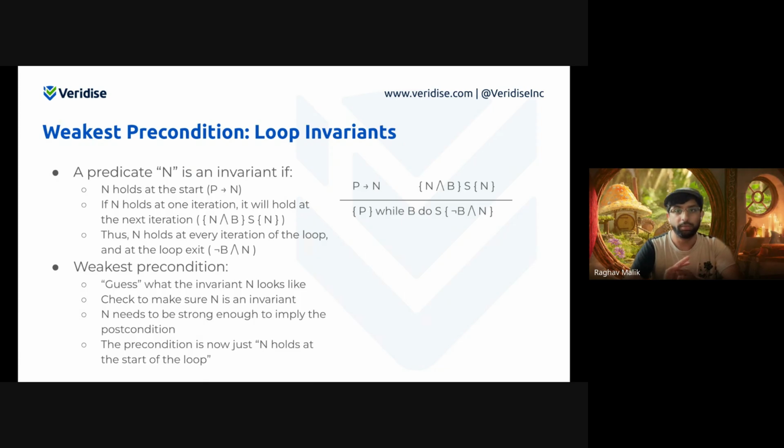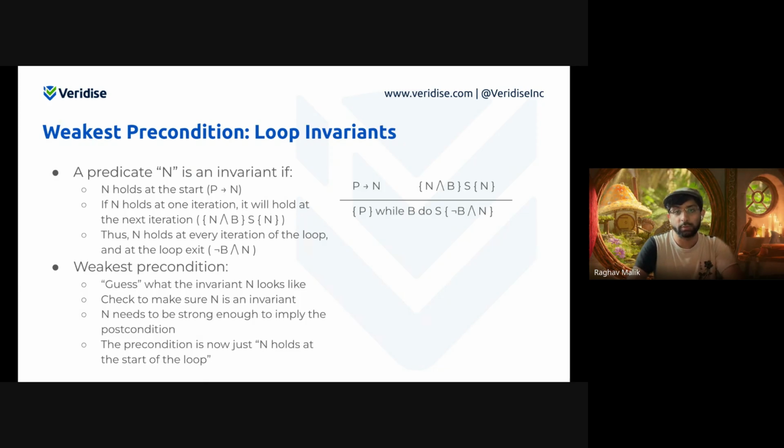So if you have a loop like while B do S, where S is some statement in the body of the loop and B is some Boolean condition, a predicate N is called an invariant if it holds at the start of the loop, and whenever it holds during one iteration, it also holds during the next. In particular, this means that by induction, it holds on every iteration of the loop, no matter how long it runs. So if you know that you have an invariant for the loop, you know the loop invariant will hold when the loop exits, and you can use that to try to prove the postcondition.